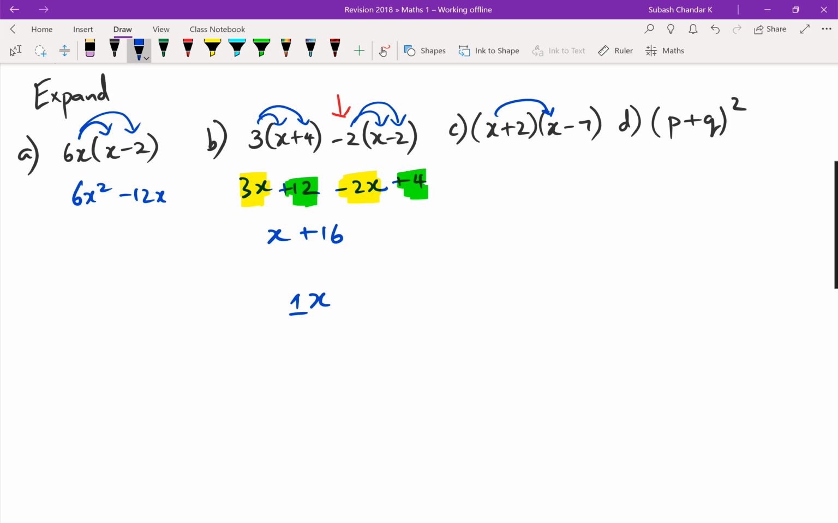So the first, you've got x times x, which is x squared, and then you've got x times negative 7, which is negative 7x, and then 2 times x, which is 2x, and then 2 times negative 7, which is negative 14. So once again, we do our like terms. In this case, we've got negative 7x plus 2x. So that means we've got x squared minus 5x minus 14.